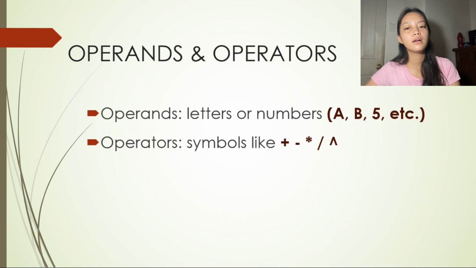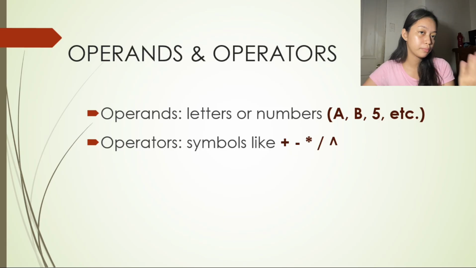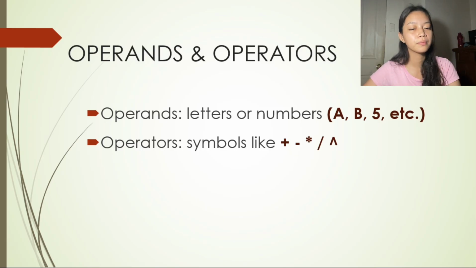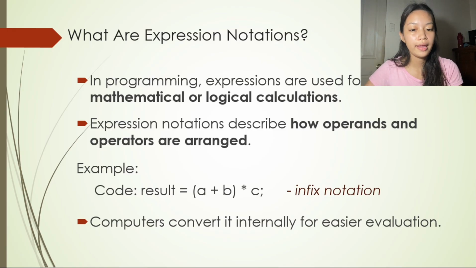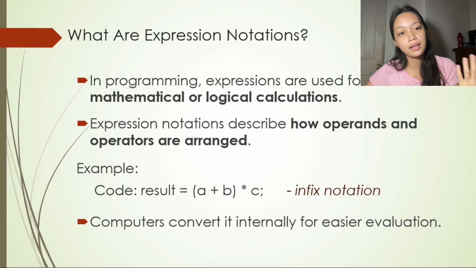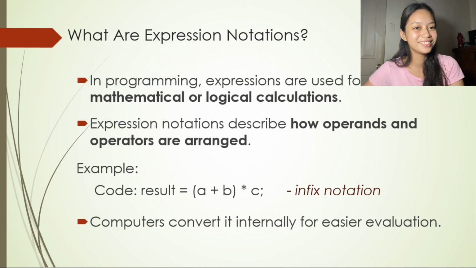In the previous slide, I mentioned operands and operators. What are these? Operands are the letters and numbers in an expression. Let's see the example here. The operands are A, B, and C, because they are letters. So those are the operands.